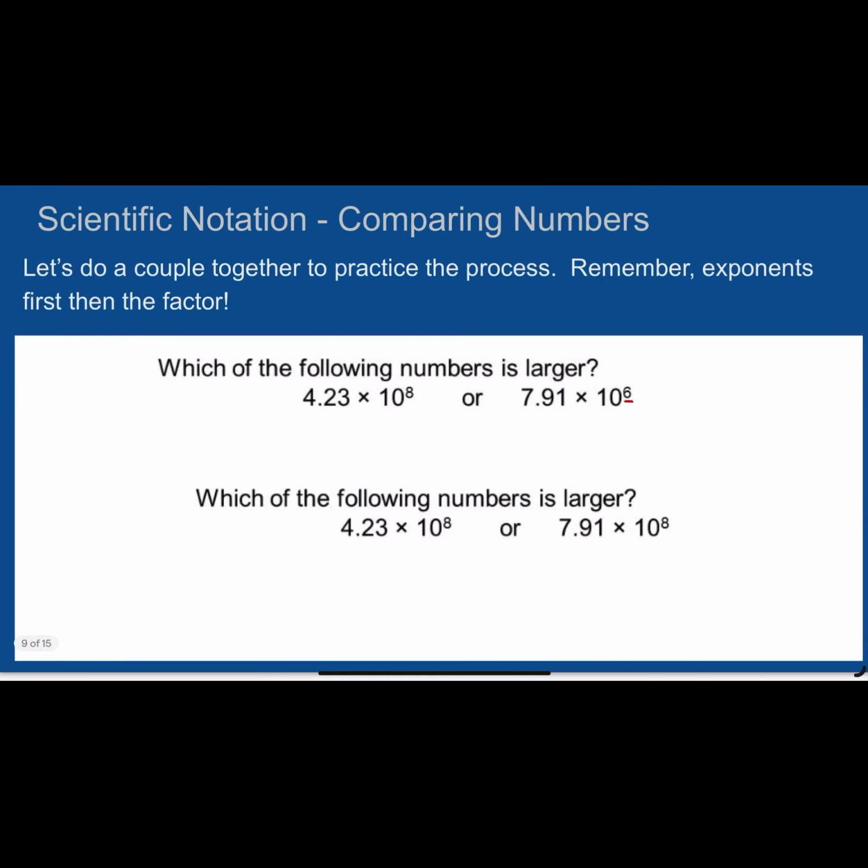So let's do a couple together. Looking at these two numbers, we need to examine the exponents first. And when we look at the exponents, the larger exponent tells us that that's the larger number. But in the second example, the exponents are the same. So then we look at the factors, and the one that is the larger factor is also the larger number.